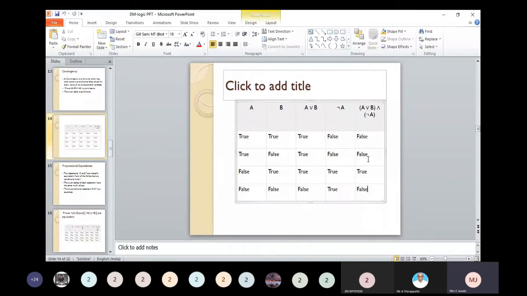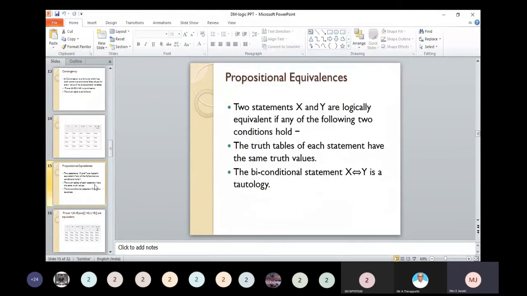Suppose in the final result, the last column, all the values were true. Then we can say that the resultant is a tautology.